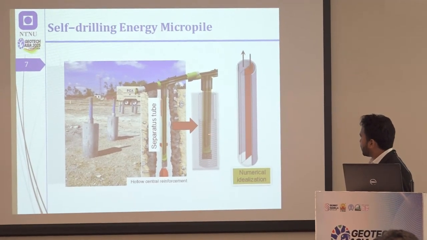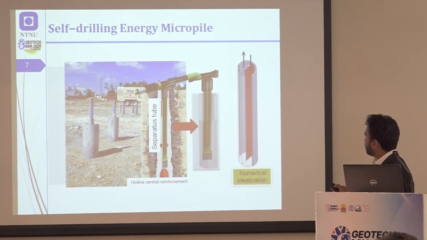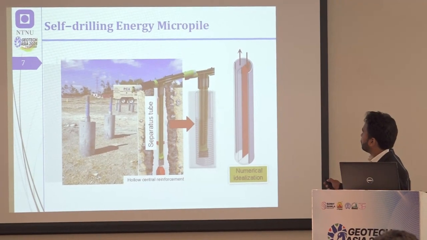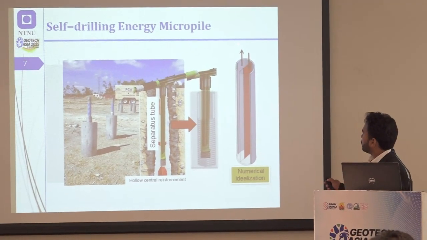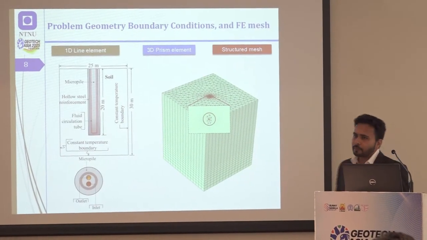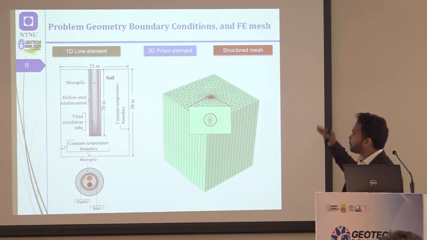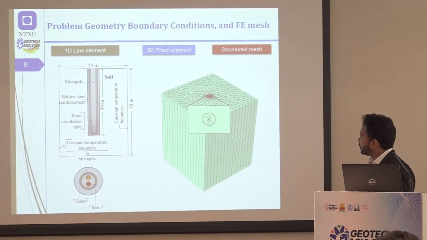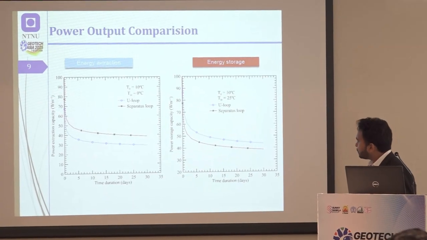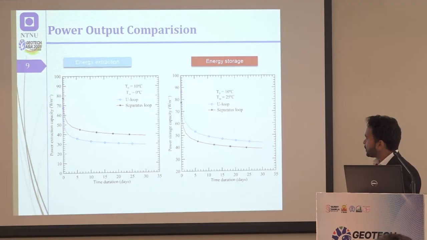So we did some numerical simulation. I made a numerical idealization of this tube as a single tube where half is bifurcated, and one half is used as inlet and the other half is used as outlet. So this is the inlet of the fluid, this is the outlet of the fluid. We wanted to compare how much more or less energy these piles give in thermal performance compared to the traditional U-loop. We did some numerical simulation and we see that indeed the separator loop is giving around 15 to 20% lesser energy extraction or energy storage compared to the traditional U-loop.